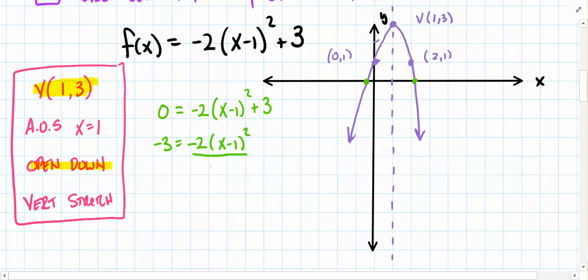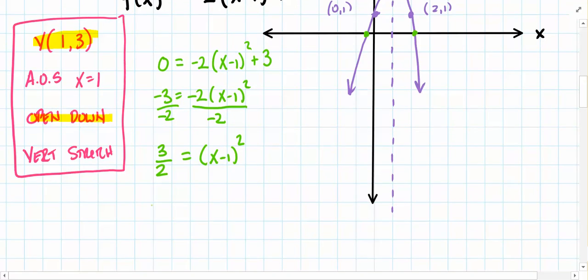You guys are on board here. So that means 3 halves is equal to the quantity x minus 1 squared. Okay, next step. What do you think? Yeah, square root. So plus or minus the square root of 3 halves is equal to x minus 1. Last step, what would it be? Yes. X would be 1 plus or minus the square root of 3 halves.